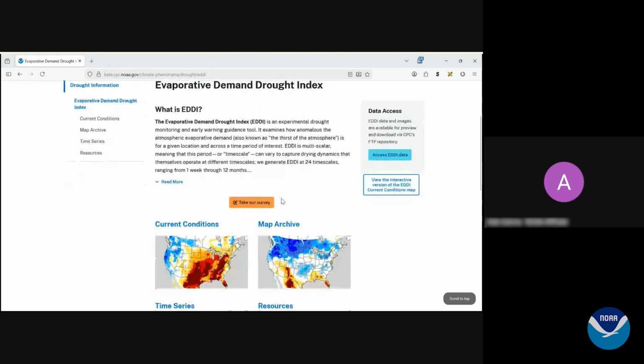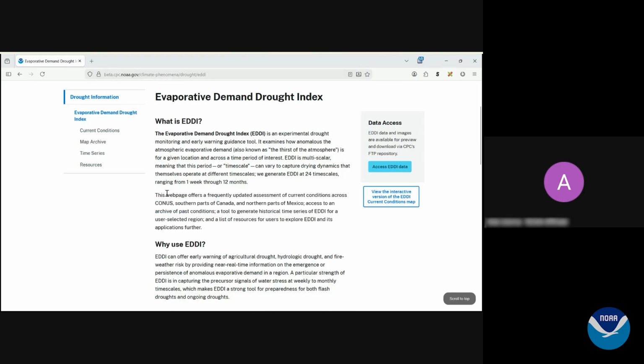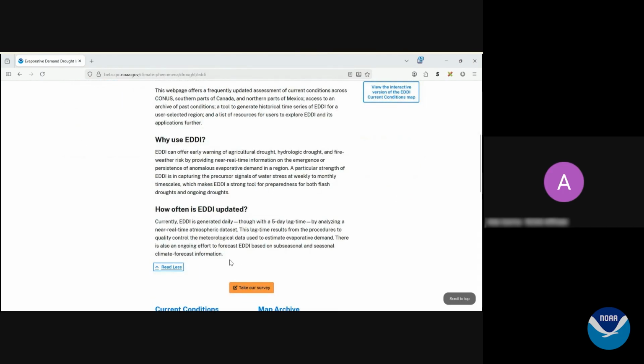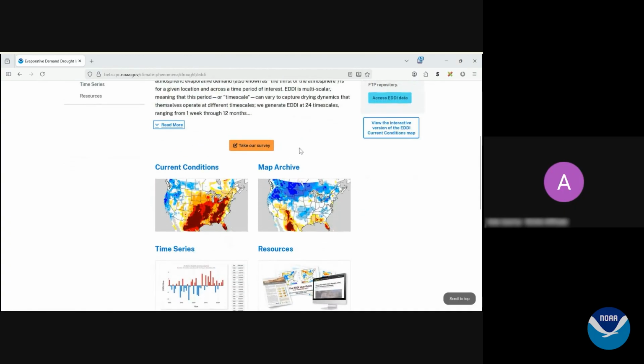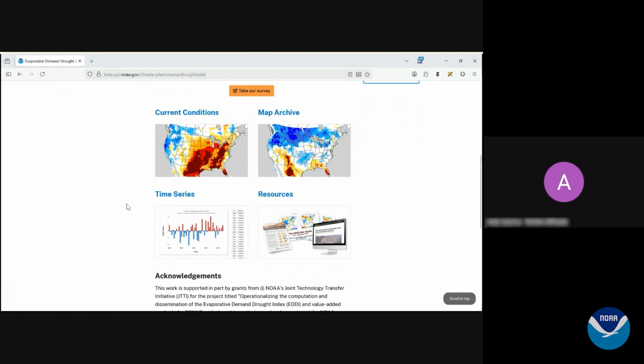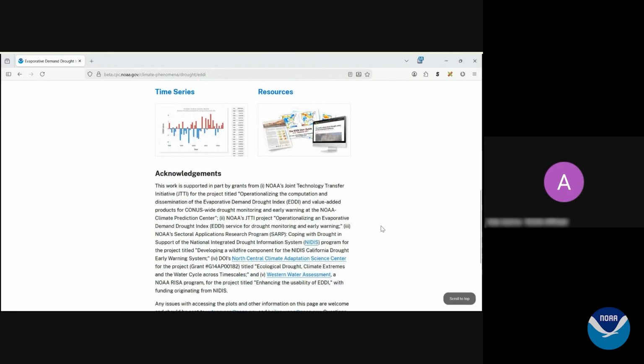And so here in the middle, in the main content area, is some introductory text about EDDI. After this first paragraph, you are able to expand or contract the text to read more information on what EDDI is and what it can be used for. And then below that text is a button that will link you directly to the survey that Hailan mentioned earlier. And then after that are links and thumbnails to the four major sections, again, that I mentioned. And then below that is a paragraph of acknowledgements.